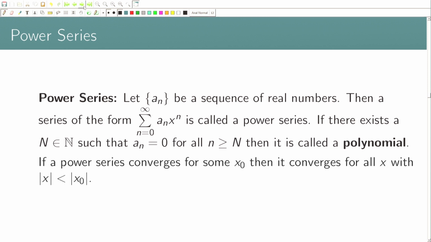So, now what we know is that if a power series converges for some x naught, then the power series will converge for all those x lying on the left of x naught, that is, mod of x less than mod of x naught. Then the power series converges in this region.